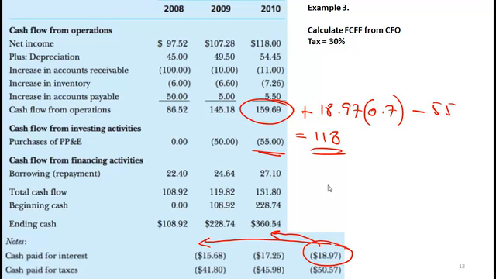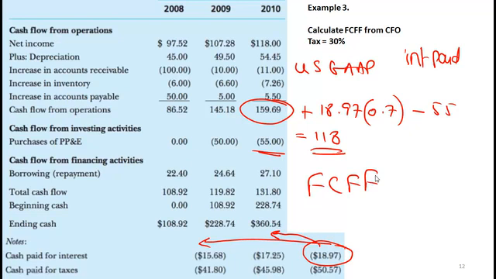So the question is, why are we adding back interest? I said that this is a US GAAP company. How does a US GAAP company account? The interest paid gets shown in what part of the cash flow statement? It gets shown in the CFO. Now, what are we trying to find? We are trying to find the free cash flow to firm, which means the cash flow available to all providers of capital, which includes the bondholders. So the interest is available for them, so we add it back.